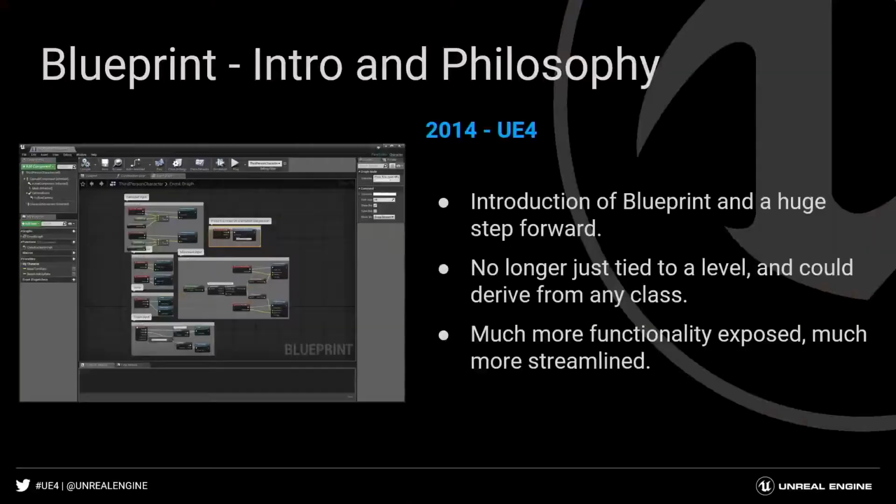By Unreal Engine 4, it was really clear we had to take this to the next level. So Blueprint came in, which was Kismet on steroids, essentially. If you look in the code, it's still called Kismet v2 here and there, so that's where that comes from. It's no longer tied to a level. It can derive from any class. It can be standalone. It has components built in. It has a lot more functionality, and it's a lot more user-friendly. It's just a lot more powerful all the way through.